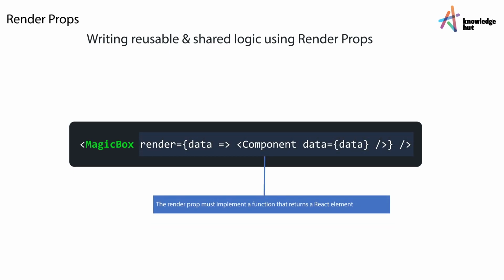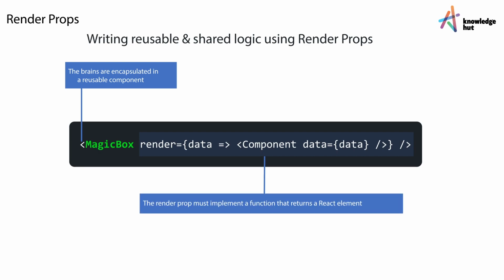Quite simply, you create a component that encapsulates the logic that you're trying to modularize. This component implements a prop, which you can call render or virtually anything else that you may prefer. This special props value must be a function that returns a React element. This means you're free to implement your own render logic and hive off the brains of the component into a reusable component. Render props is really a pattern and not a React feature per se.